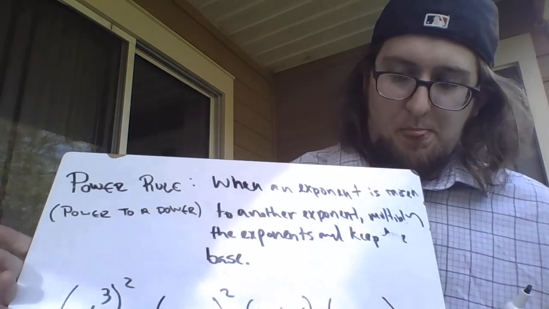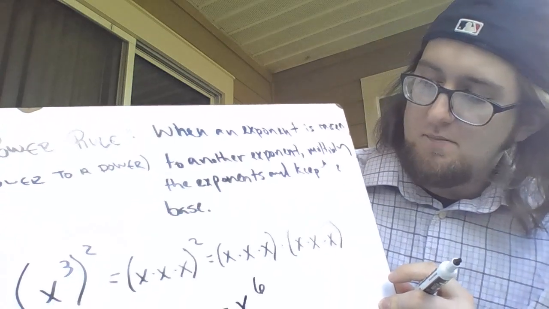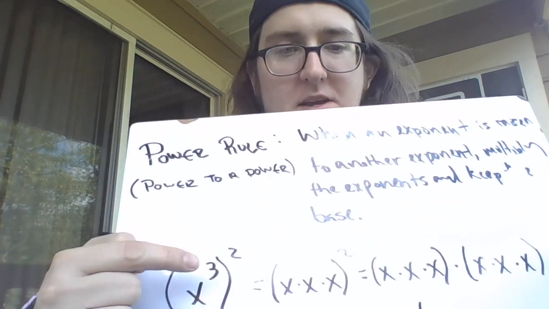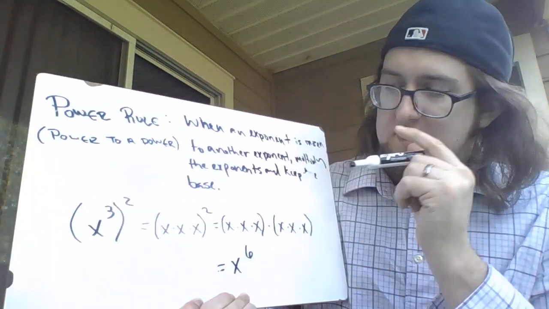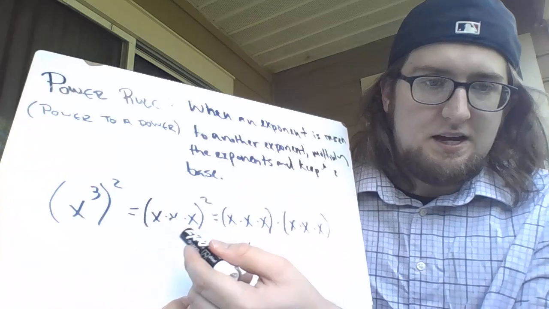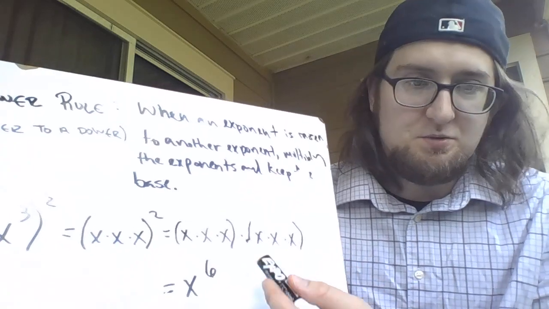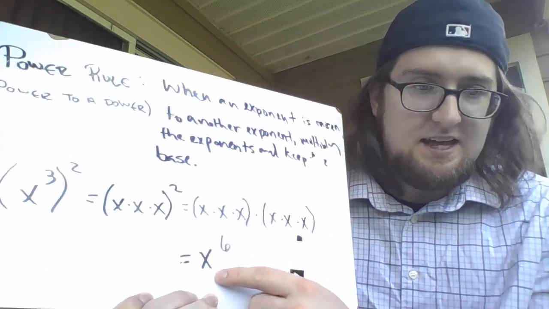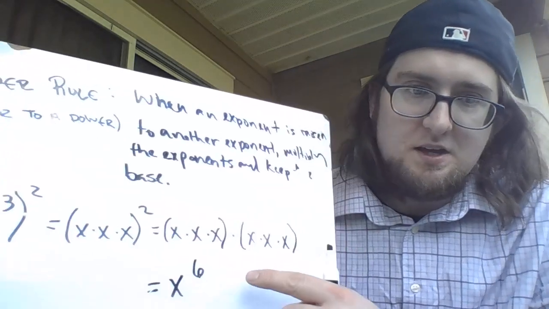Now, the power rule, which we started talking about. When an exponent is raised to another power, or another exponent, multiply the exponents and keep the base. It's also called power to a power. Why? Because there's a power to a power. So x cubed squared is the same as saying x cubed times x cubed. That's what squared means, right? The same thing twice, multiplied. And if you count, there's 1, 2, 3, 4, 5, 6, x to the sixth power. Much easier way to do this is just to multiply the powers. 2 times 3 is 6.